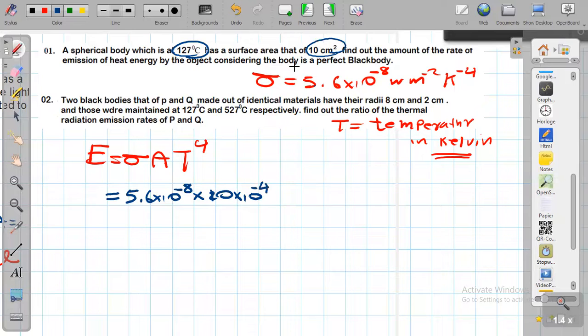Why did I multiply by 10 to the power minus 4? It is because this one is given in square centimeter.